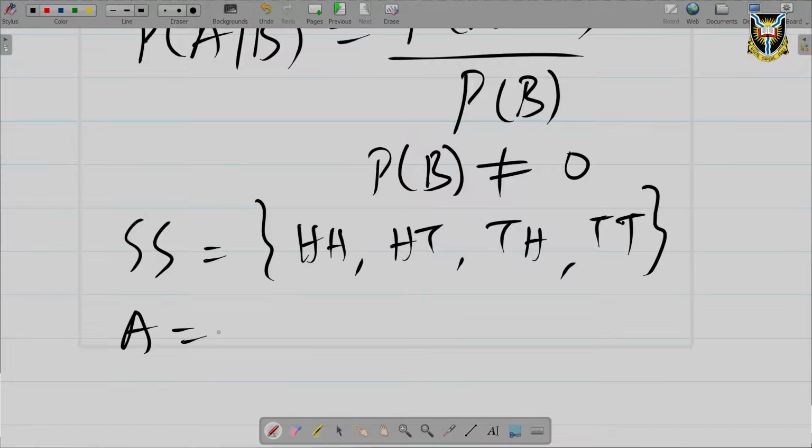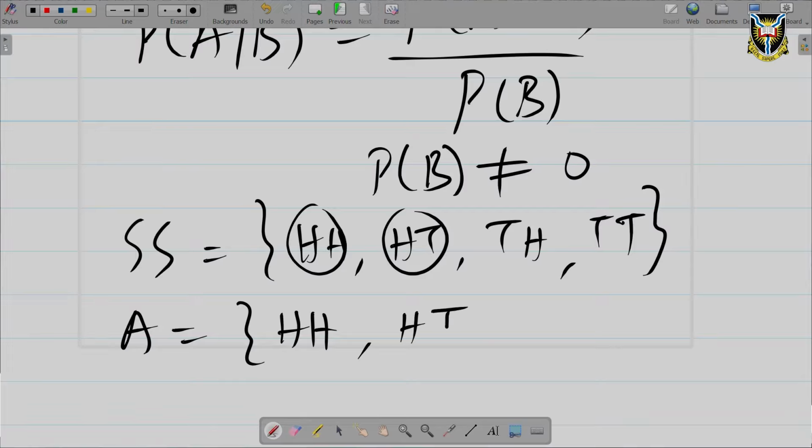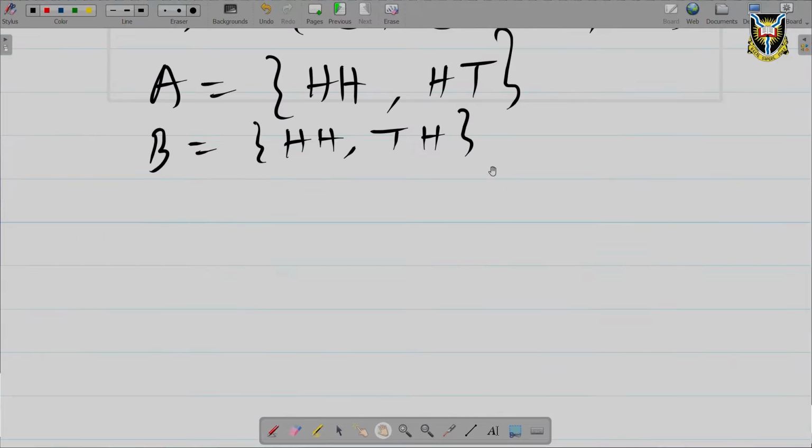Since we have this, we have to define event A. Let's say A is the event that a head occurs on the first coin. If you look at a head occurring on the first coin, the set will be head-head, head-tail. Now, event B is such that a head occurs on the second toss, and that will be head-head, tail-head. Having written this out, it becomes very important for us to obtain our conditional probability.